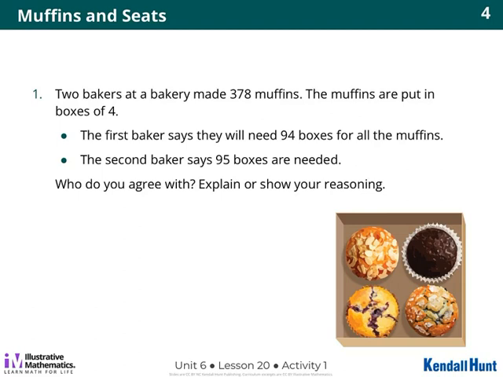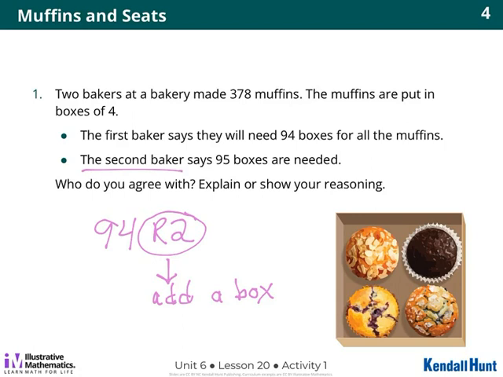Okay, so when you divided, you got 94, remainder 2. And since you need 94 boxes, but there's a remainder, you need another box to put those extra 2. So then you would add another box because of the remainder. So then you would need 95 boxes. So that's the second baker. Okay, let's hear from first baker people.